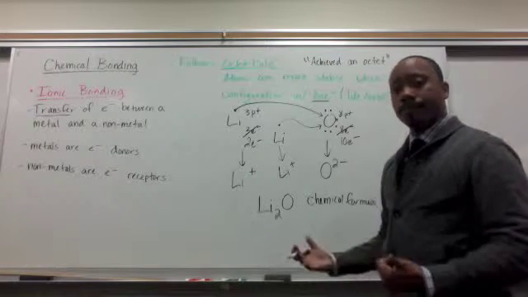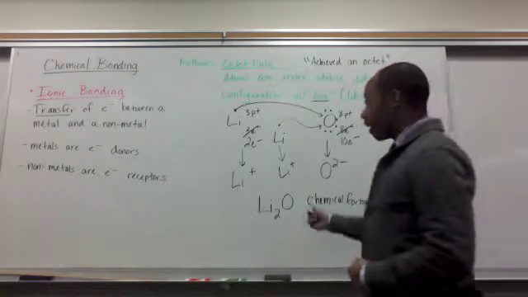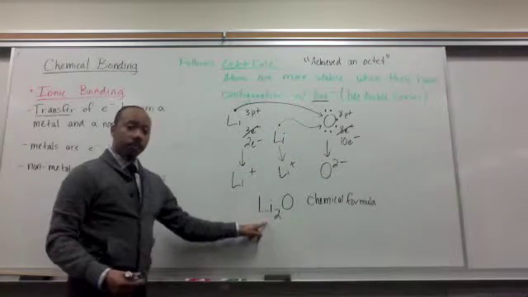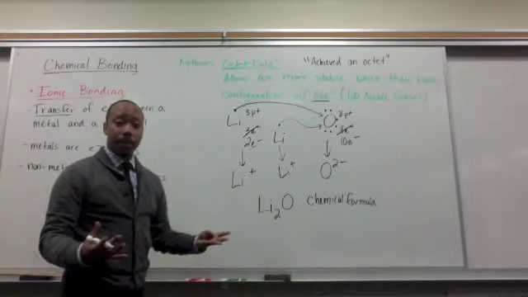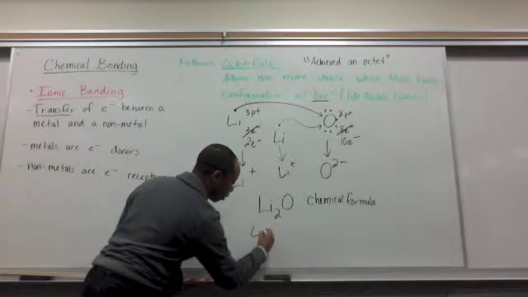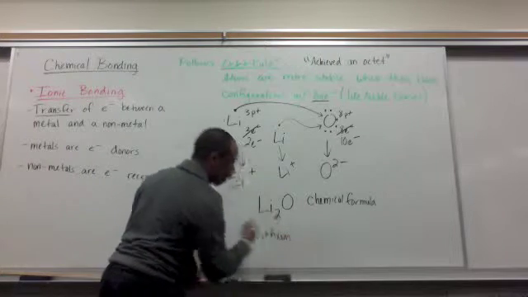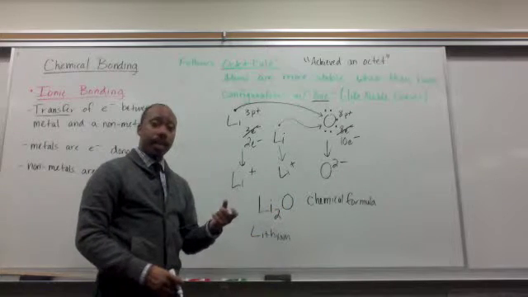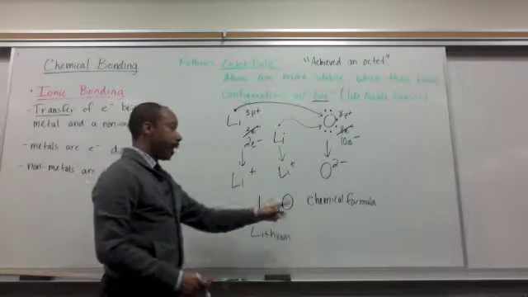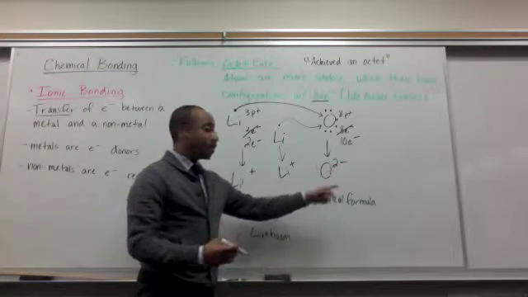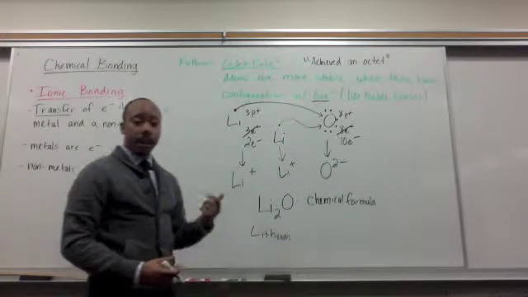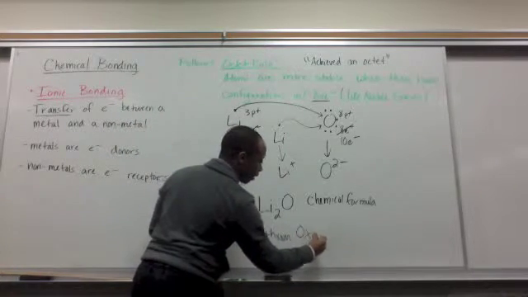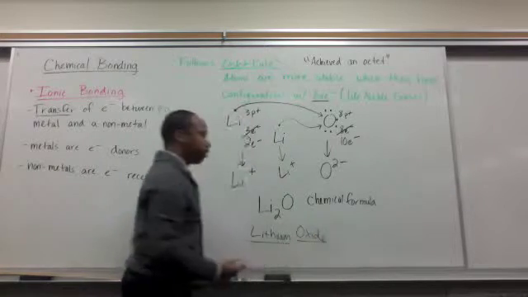There's also a way to name this. When I name this, I name my first metal cation by its general name. It's lithium. So I keep it with its name. Lithium. And then here, it's oxygen. I take off the ending and I add IDE because it's a negative ion, which is the anion. Anions always get the ending or suffix of IDE. So it's oxide. Lithium oxide.